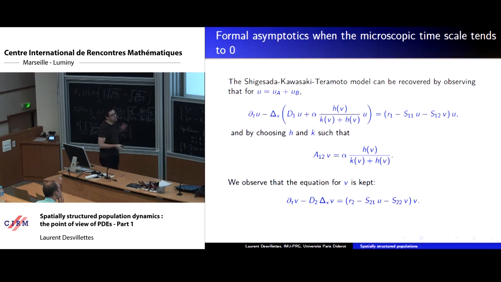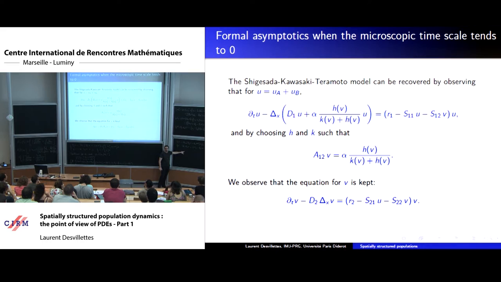And now you select H and K, which was not done previously. So now you select H and K in such a way that this quantity is equal to what you wish, that is A1 to V. But then you get the original SKT model, which is written here. So what you get is the original SKT model without self-diffusion and in the triangular case.